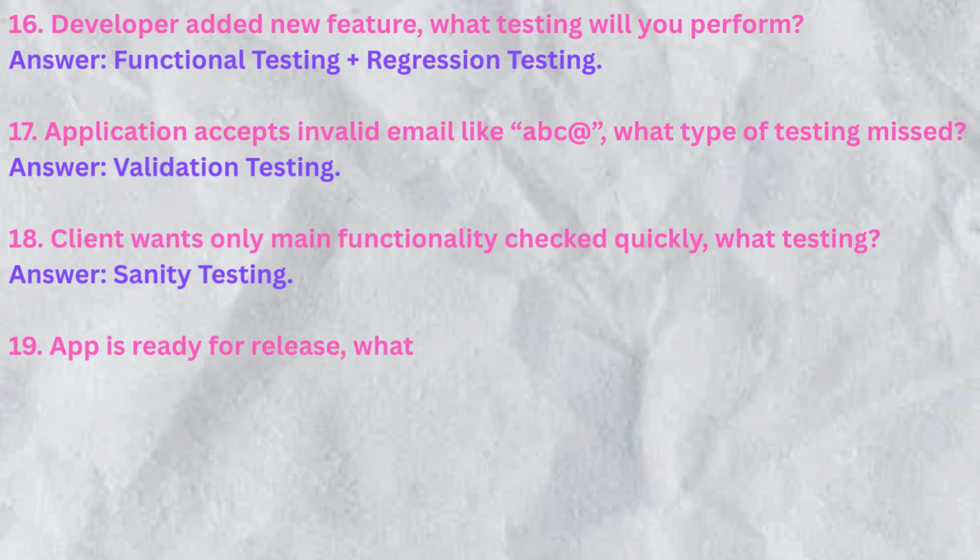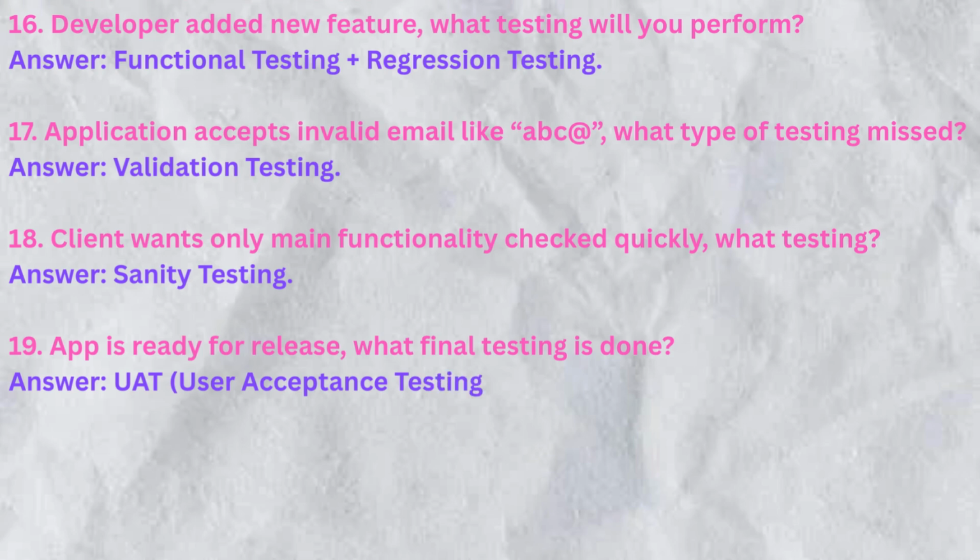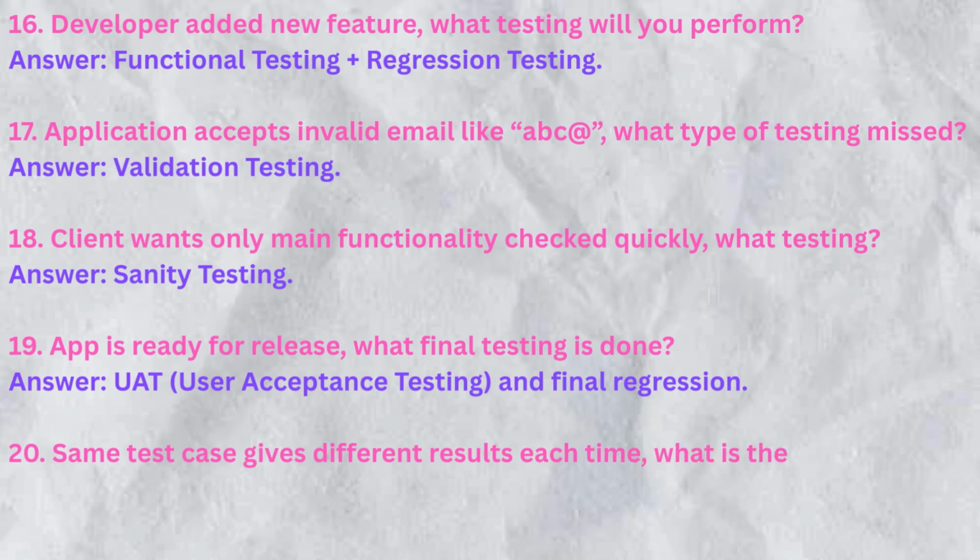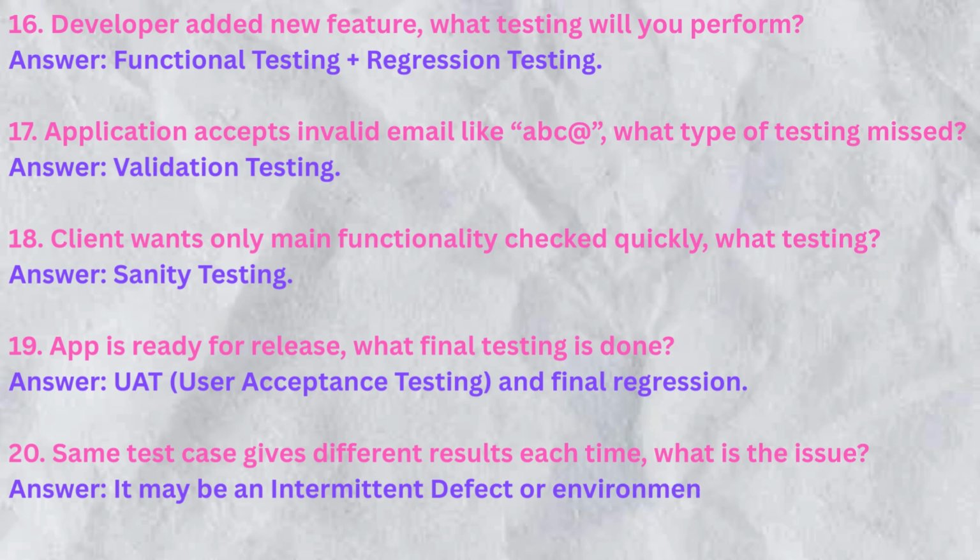Question 19. App is ready for release. What final testing is done? Answer. UAT, user acceptance testing, and final regression. Question 20. Same test case gives different results each time. What is the issue? Answer. It may be an intermittent defect or environment instability.